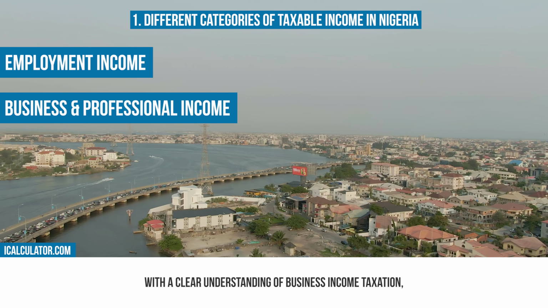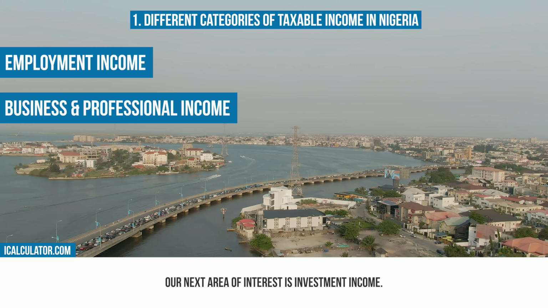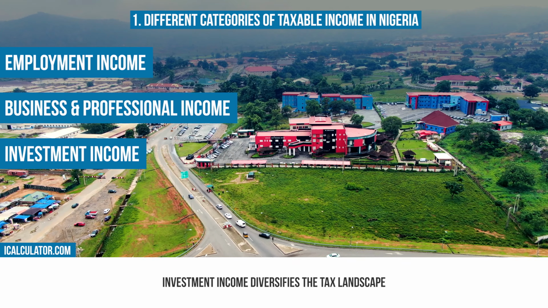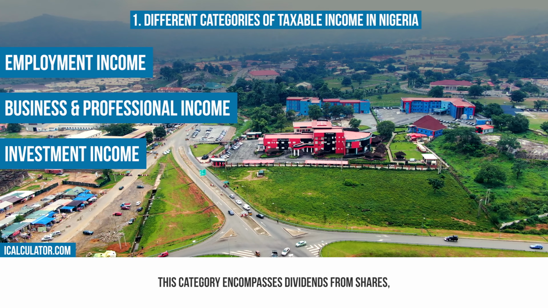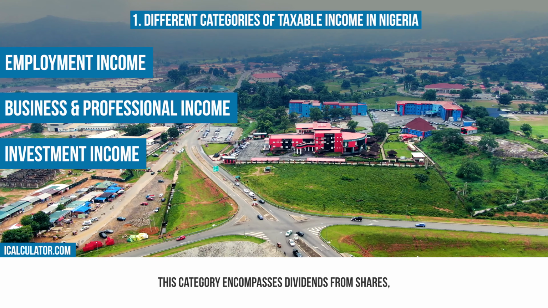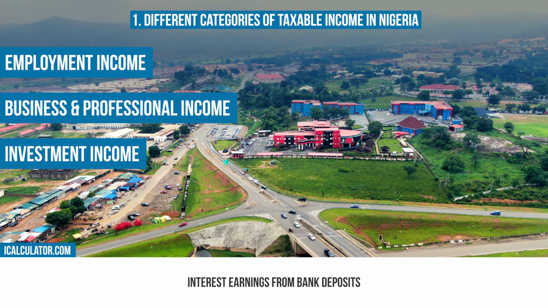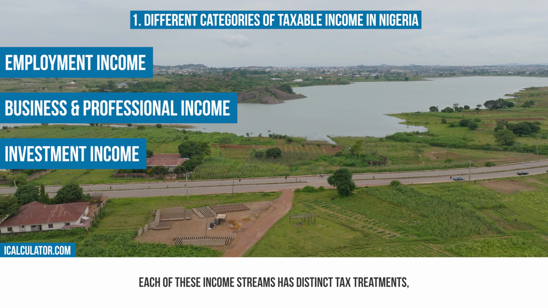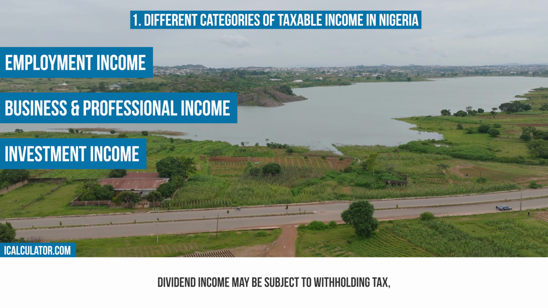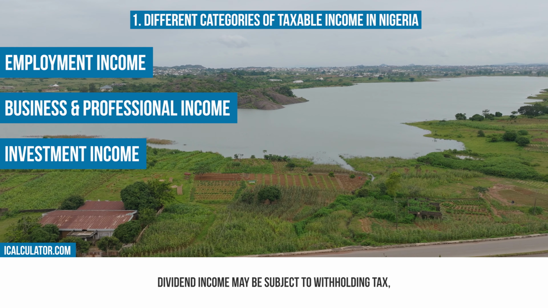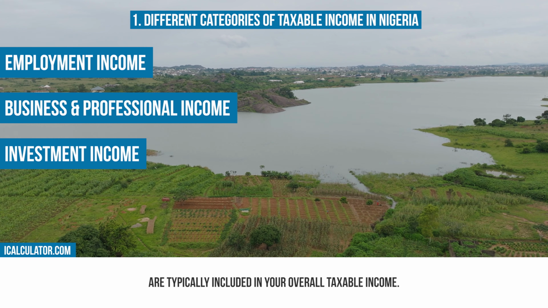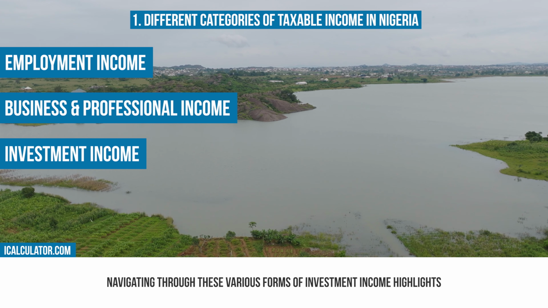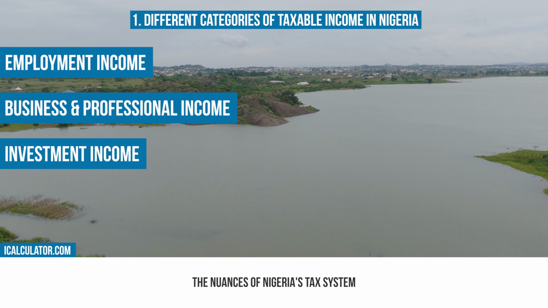With a clear understanding of business income taxation, our next area of interest is investment income. Investment income diversifies the tax landscape with its unique characteristics. This category encompasses dividends from shares, interest earnings from bank deposits, and income from renting out property. Each of these income streams has distinct tax treatments. For example, dividend income may be subject to withholding tax, while interest and rental income are typically included in your overall taxable income. Navigating through these various forms of investment income highlights the nuances of Nigeria's tax system.